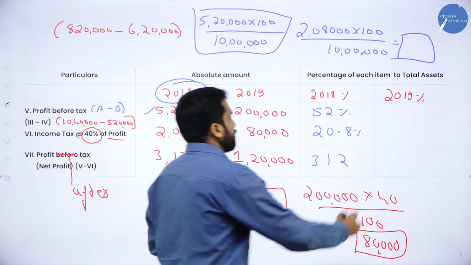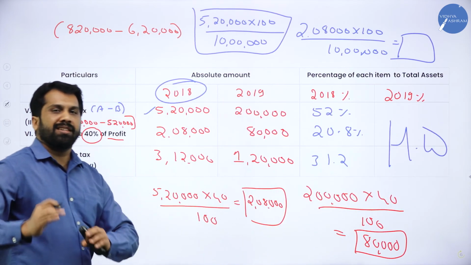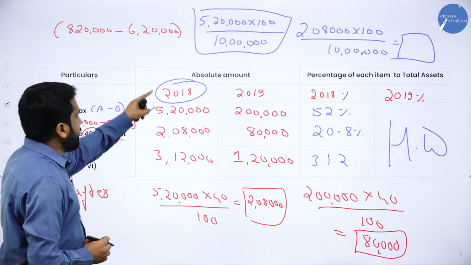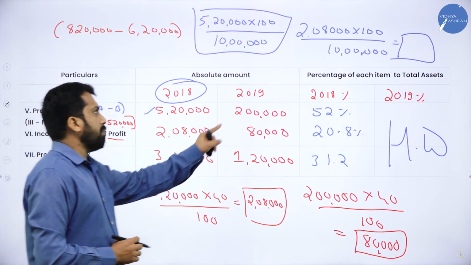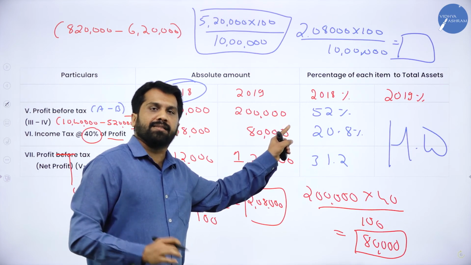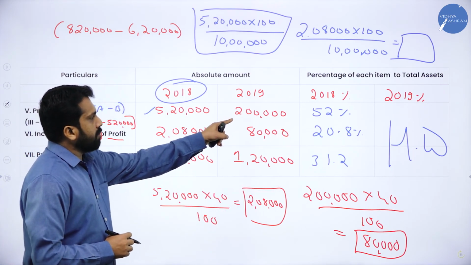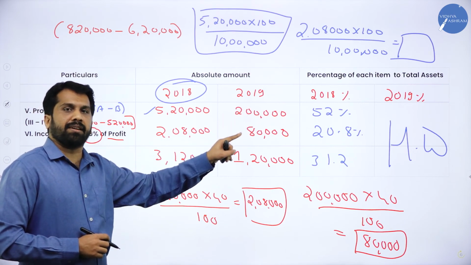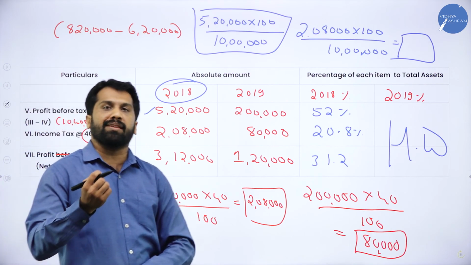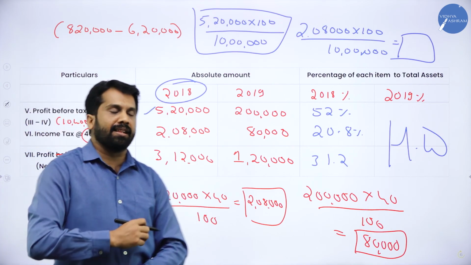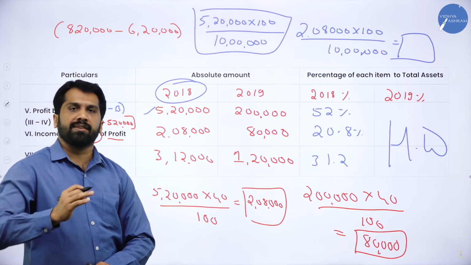Similarly you have to do it for 2019. As I told you, 2019 will be homework for you. Easy to calculate. As I took 10 lakh as a base for 2018, how much should you take for 2019? Yes, you should consider 8 lakh. Now 2 lakh multiplied with 100 divided by 8 lakh, and 80,000 multiplied with 100 divided by 8 lakh. Easy to calculate. So this will be homework for you.